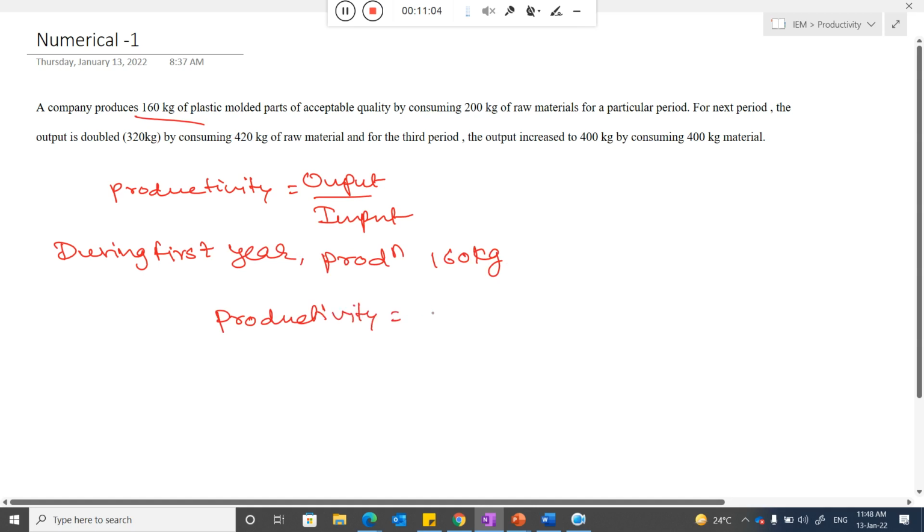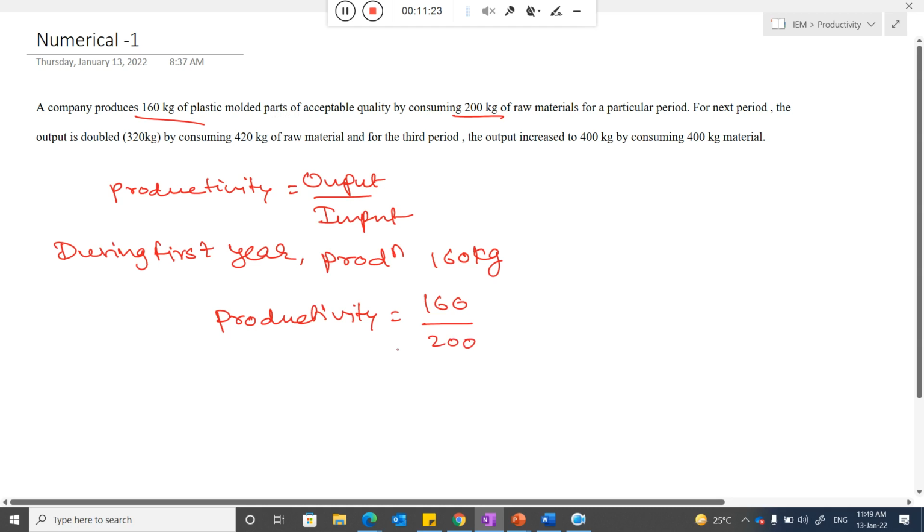Productivity is nothing but the output divided by input. What is the output? 160 kg is the output. A company produces 160 kg of plastic molded parts, right? And the 200 kg is the input.